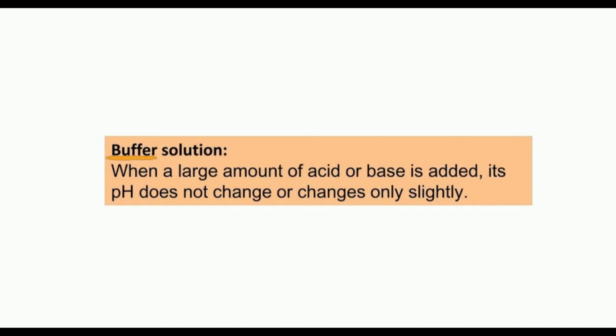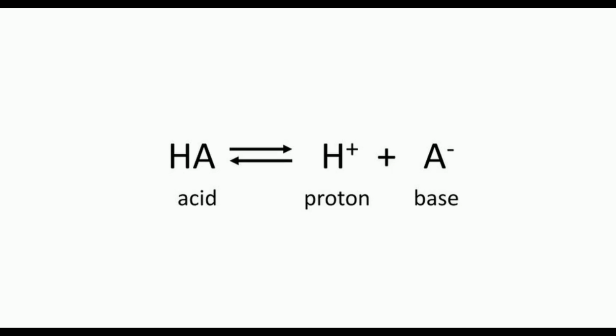The body's primary, immediate defense against these shifts is the buffer solution. By definition, when an acid or base is added to a buffer, the pH remains stable, or changes only slightly. A buffer achieves this through an equilibrium between a weak acid, HA, which can donate protons, and its conjugate base, A-, which absorbs excess free protons.